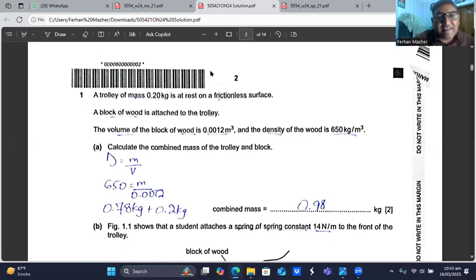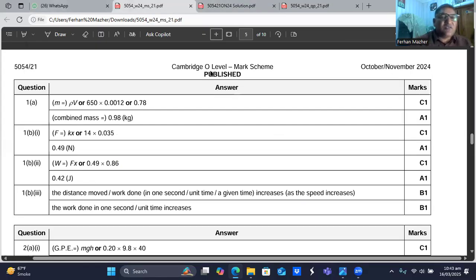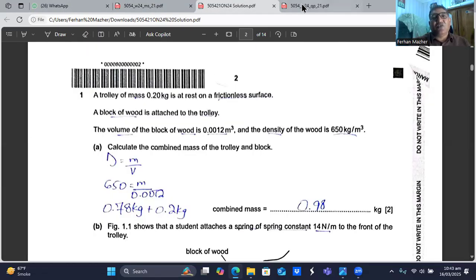So here we go. The density is equal to the mass divided by volume. Density is 650 kg per meter cube, and the volume is 0.0012. So the mass will be equal to 650 multiplied by 0.0012, and the answer you will get is 0.78 kg. Then add the mass of the trolley and the mass of the wood. 0.78 kg plus 0.2 kg will be 0.98 kg. So the answer is 0.98 kg. So our answer is right. Let's go to the next part.